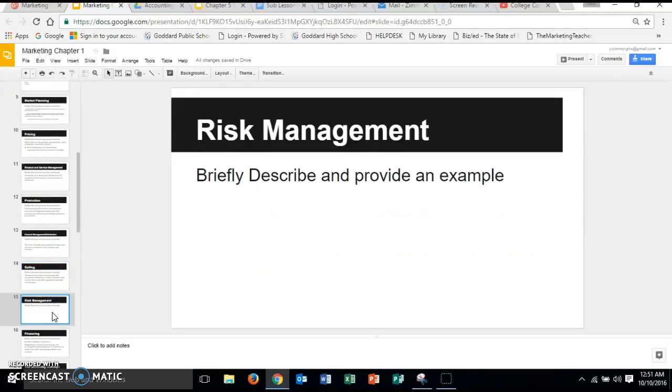The second to last one is risk management. Briefly describe and provide an example. What is risk management? Well, it's like insurance. It's like a plan B. It's a backup. So have we had any of these in place while we've been putting things together? You tell me. Explain it here. Maybe put a picture if you have one of those.